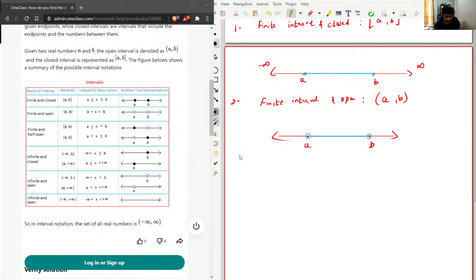For the third case, it is half open, half closed, and that too finite. So that means here also we can have two cases.